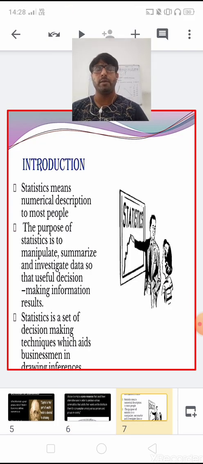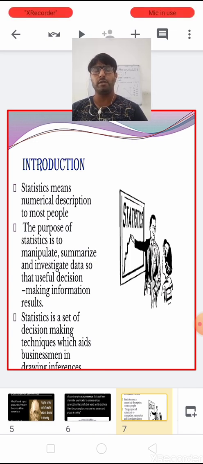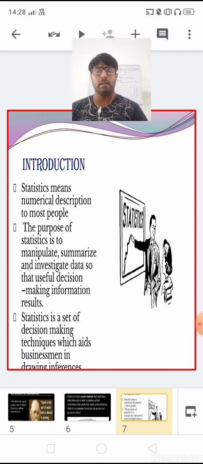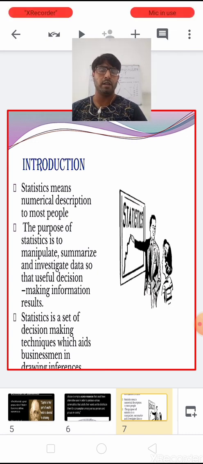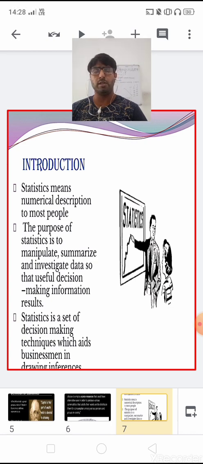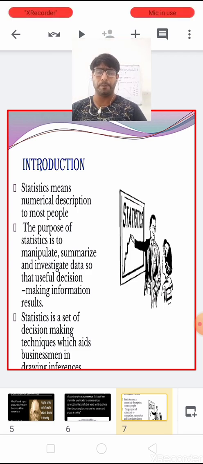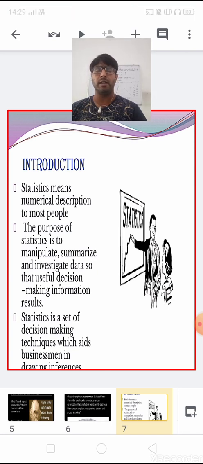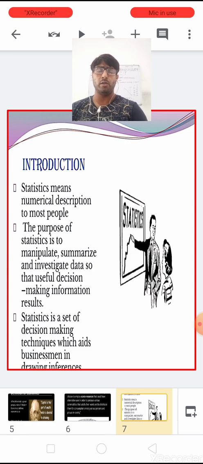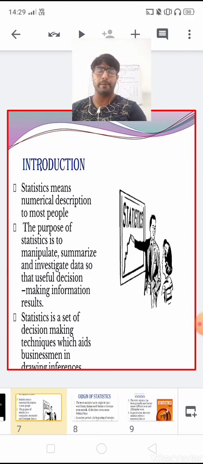So if we are talking about statics, it means numerical description to most people, and the purpose of statics is to manipulate, summarize and investigate data so that useful decisions can be made. I mean, we can make meaningful conclusions with the data. So statics is basically a set of decision making techniques which aid business in drawing inferences.